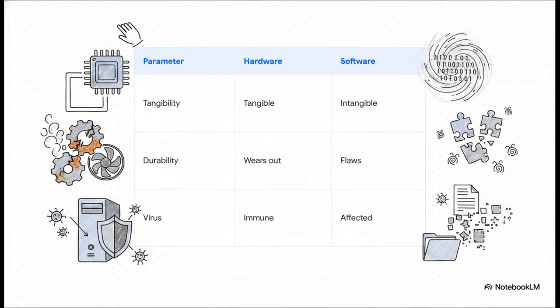Next up, durability. Hardware physically wears out over time. Things overheat, moving parts break down. Software, though, doesn't physically wear out. It doesn't rust, but it can definitely contain deep-seated flaws, glitches, and bugs baked in from day one.